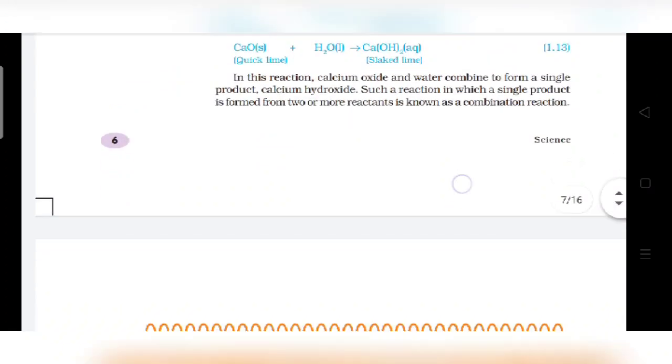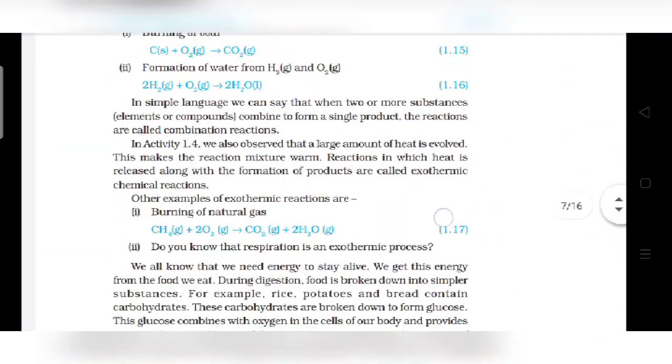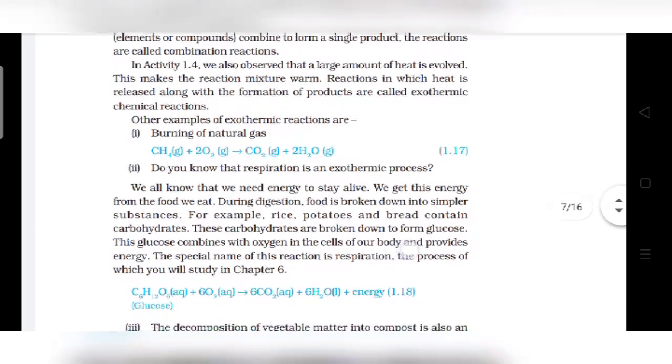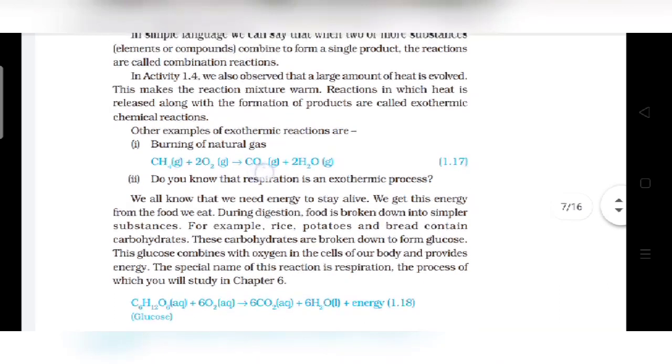Okay, let's go ahead. Another example of exothermic reactions is burning of natural gas. Again we are taking CH4 plus 2O2, that will give you CO2 plus 2H2O. Now you already know how to balance a chemical reaction. This is a balanced chemical reaction. You can practice this also.